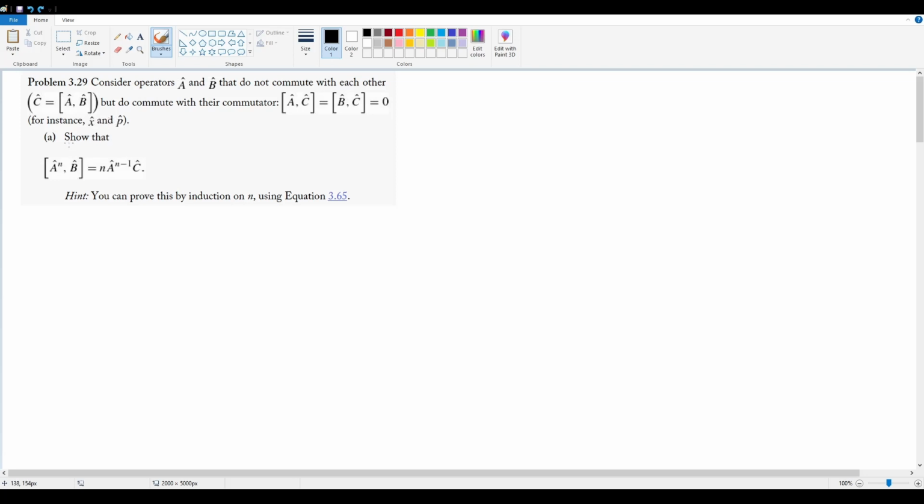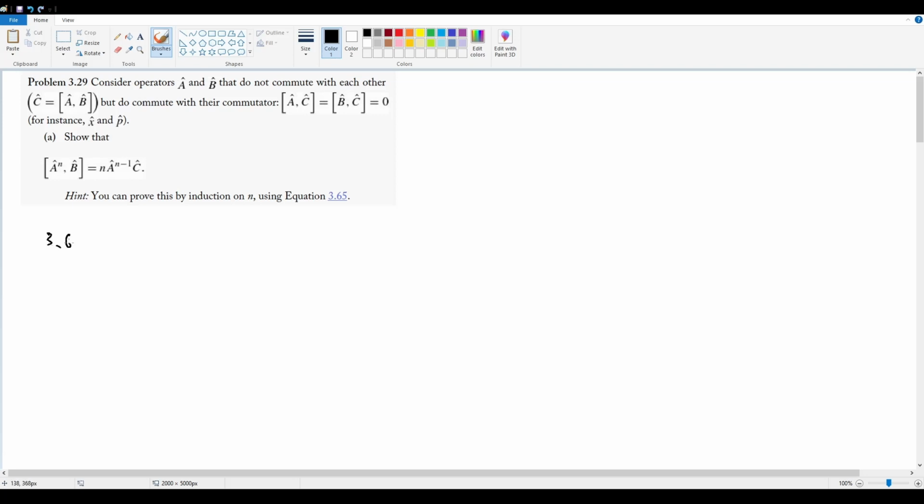And then, finally, in part A, we want to show that this commutator between a hat raised to the power of n with b hat is equal to n times a hat raised to the n minus 1 with c hat. And the hint we're given is that we can prove this by induction on n using equation 3.65. So equation 3.65 is the commutator identity that we got from problem 3.14.